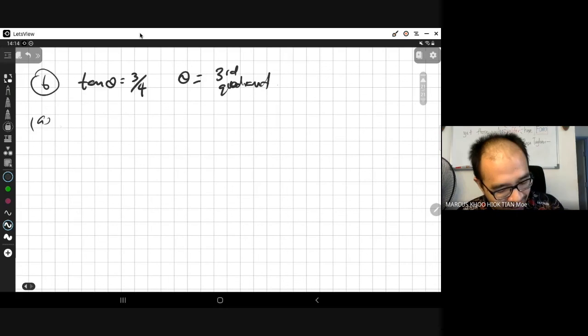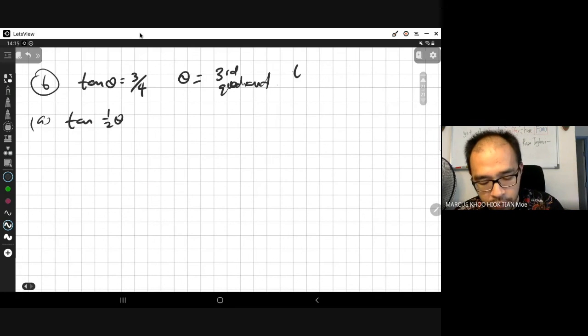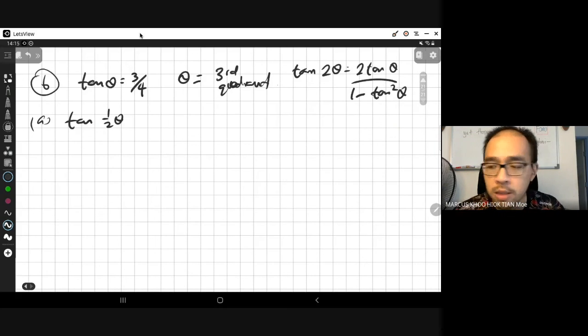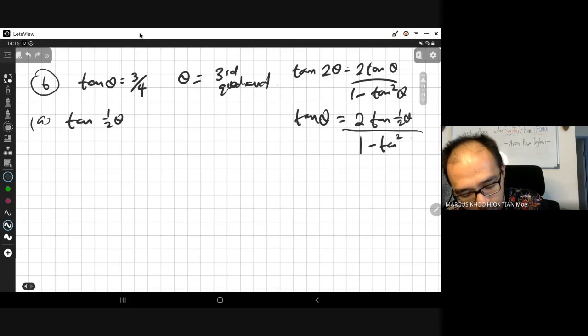Okay, let's start. Tangent half theta, I have taught you this: when you are required to find tangent half theta, do the double angle in reverse. Remember that tangent 2 theta equals 2 tangent theta over 1 minus tangent squared theta. Sorry, is there a 2 in front here? 1 minus 2 tangent squared theta. Yes. So if tangent 2 theta is 2 tangent theta over 1 minus tangent squared theta, we can say that tangent theta equals 2 tangent half theta over 1 minus tangent squared half theta.